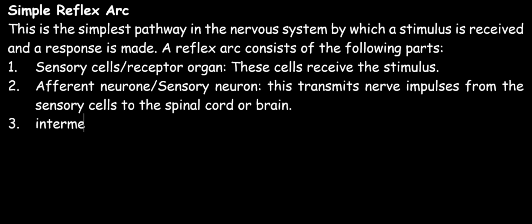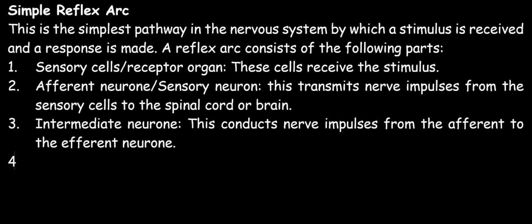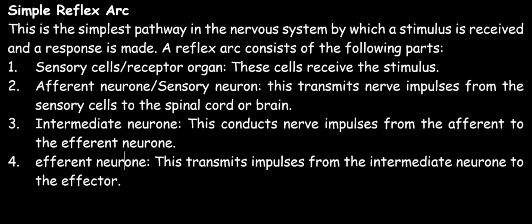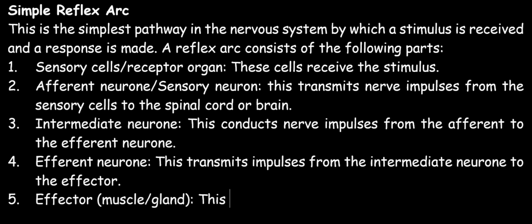The next component is the intermediate neuron. The intermediate neuron conducts nerve impulses from the afferent to the efferent neuron. The next component is the efferent neuron, and the efferent neuron transmits impulses from the intermediate neuron to the effector. And the last component of the simple reflex arc is the effector, which could be a muscle or gland. It's responsible for taking action.